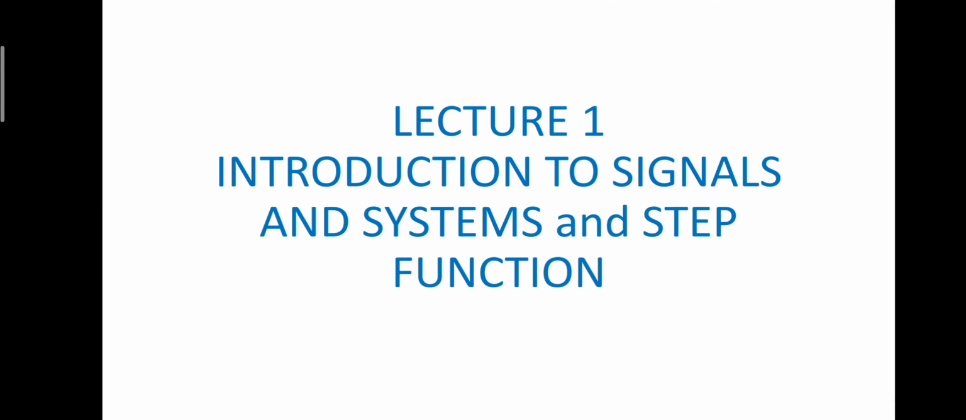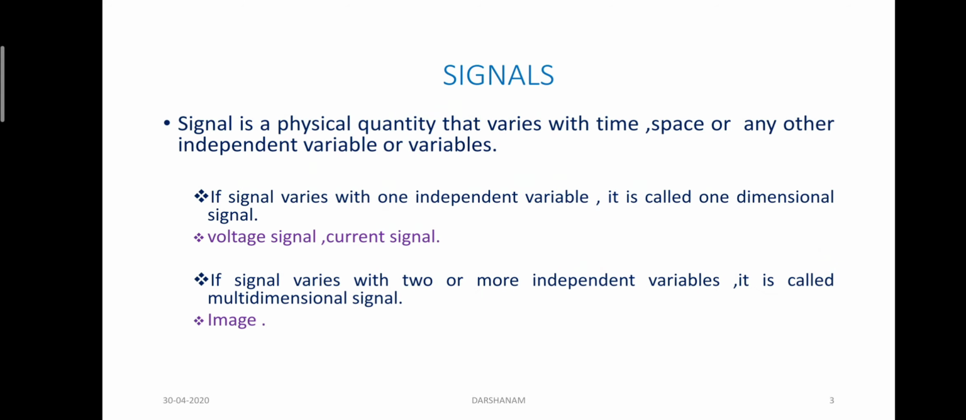In this lecture 1, I am going to discuss some of the basic topics of signals and systems. The topics include definition of signal, continuous time signal, discrete time signal, and step function. Let's start with the definition of signal.